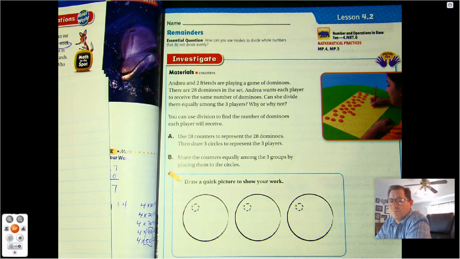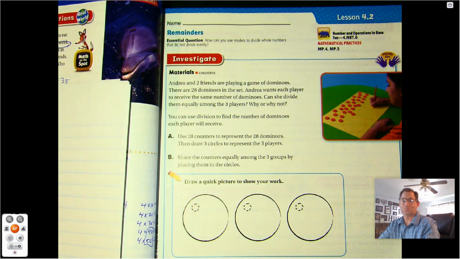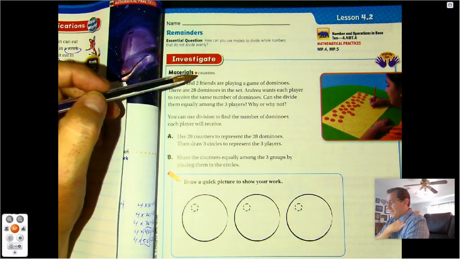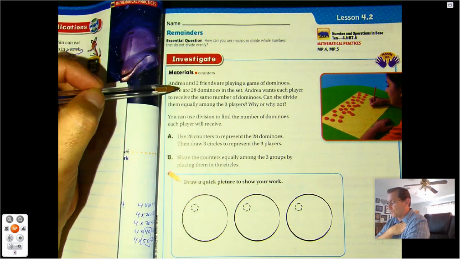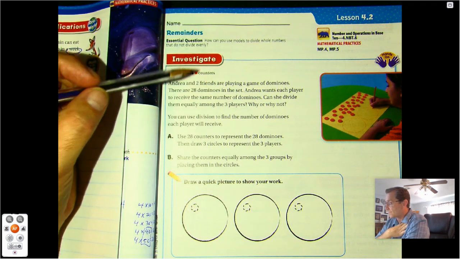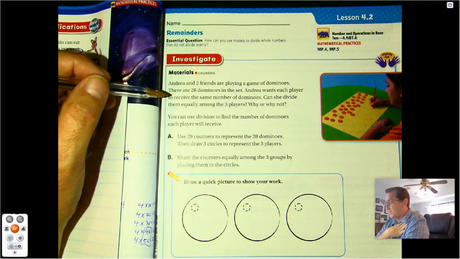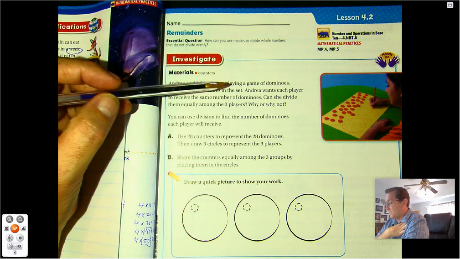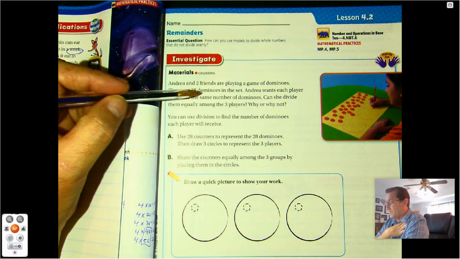Pennies, beads, marbles, so anything that you can count. So Andrea and two friends are playing a game of dominoes. There are 28 dominoes in the set. Andrea wants each player to receive the same number of dominoes. Can she divide them equally among the three players?